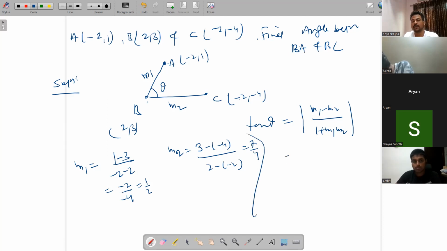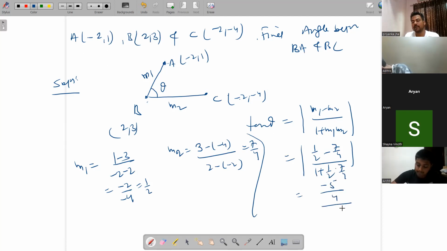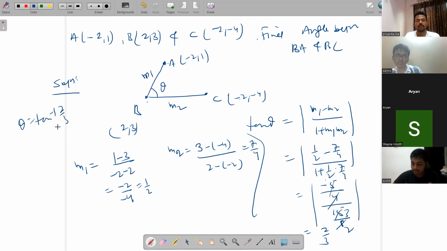Now you simply put here. You will get half minus 7 by 4 upon 1 plus half into 7 by 4. So from here you will get 4 minus 5 upon 15 upon 8. So 4 2 ja, 5 3 ja. So this will be mod of minus is plus. So this is 2 by 3. So theta is tan inverse 2 by 3. So this is the acute angle. So from this, pi minus theta, that is 180 minus theta, you will get the obtuse angle.